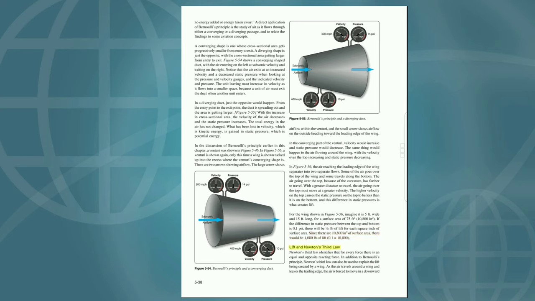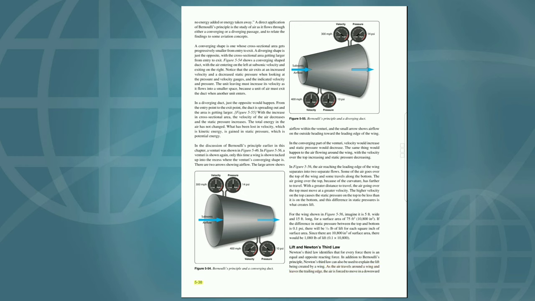Lift and Newton's third law. Newton's third law identifies that for every force there is an equal and opposite reacting force. In addition to Bernoulli's principle, Newton's third law can also be used to explain the lift being created by a wing. As the air travels around a wing and leaves the trailing edge, the air is forced to move in a downward direction.